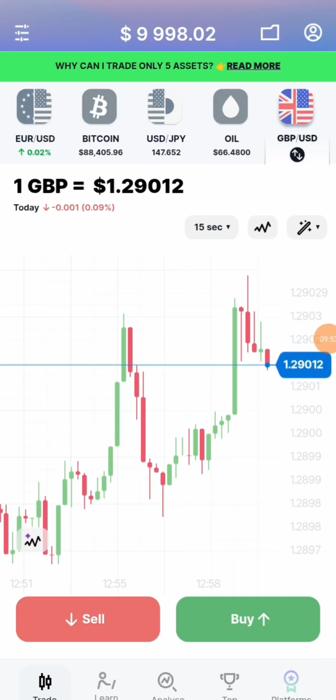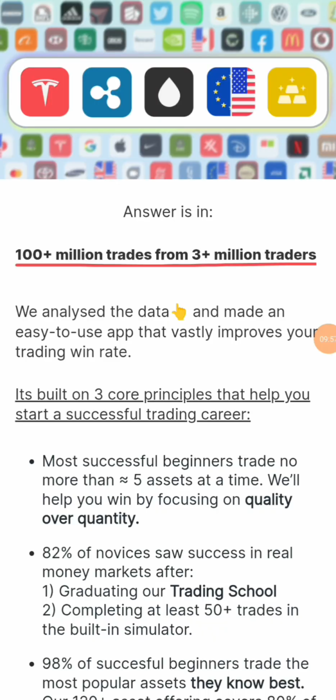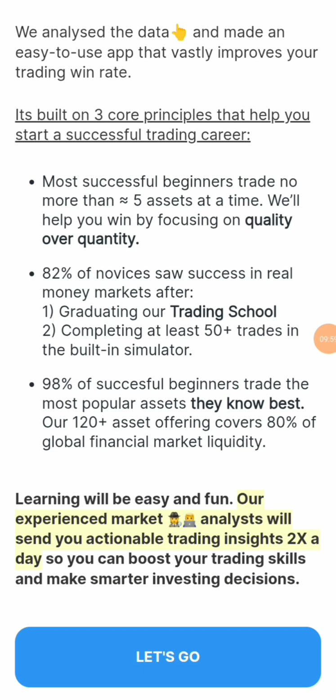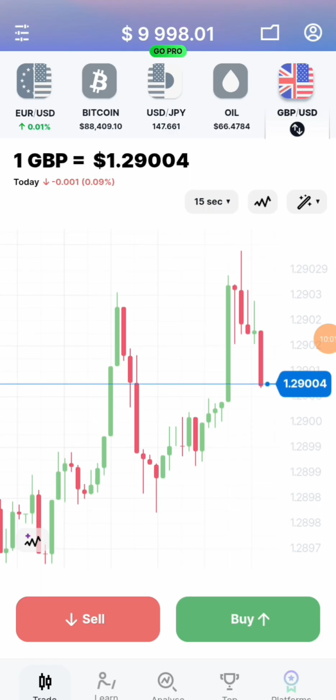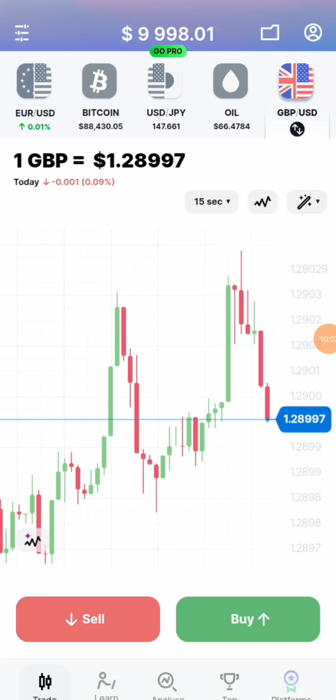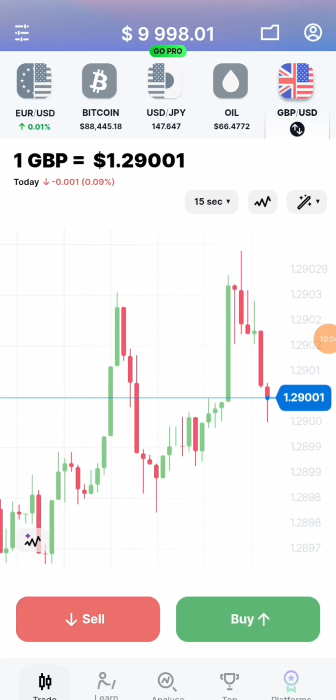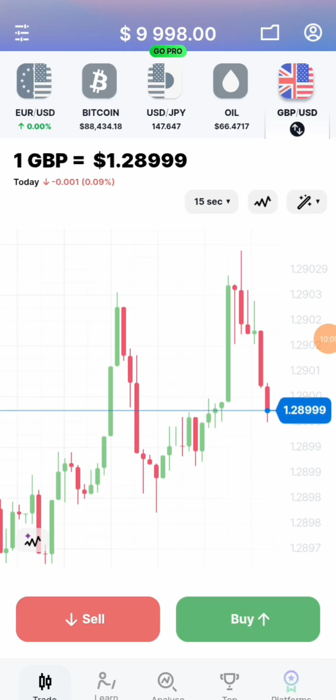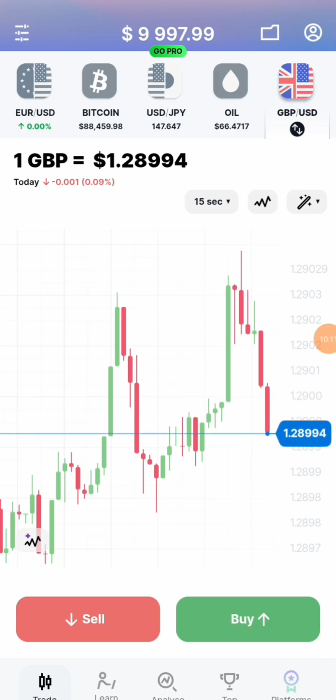Very good graphs. Week, today, weeks, day, weeks, and years. Here's all graphs. This is a very good app.